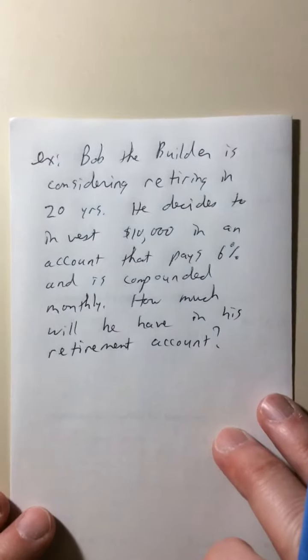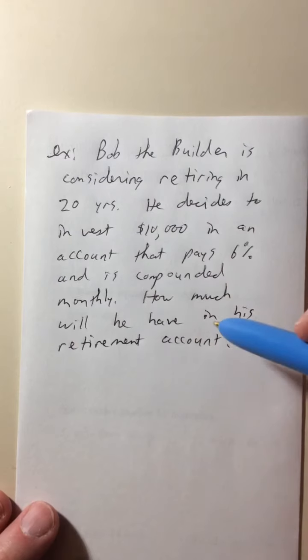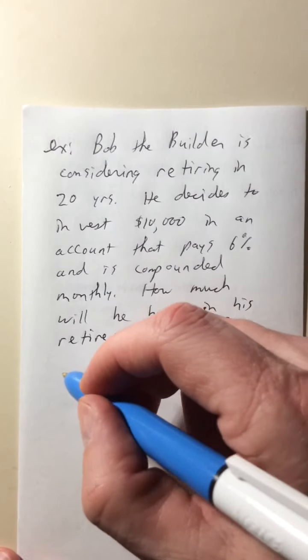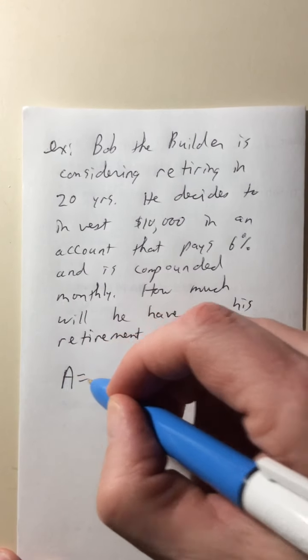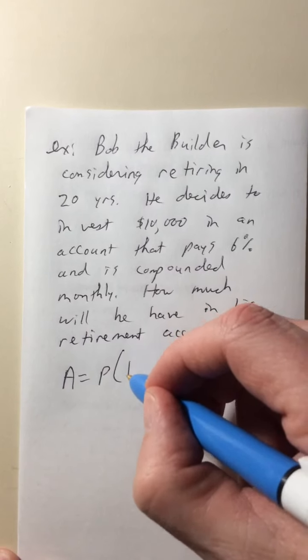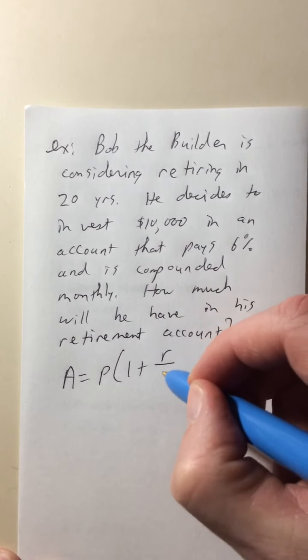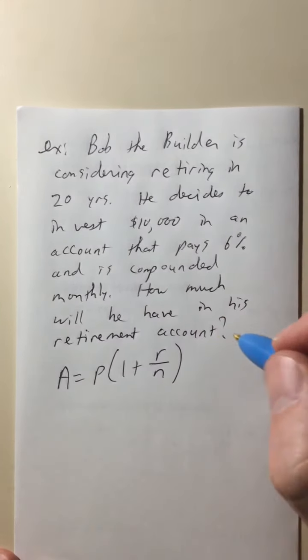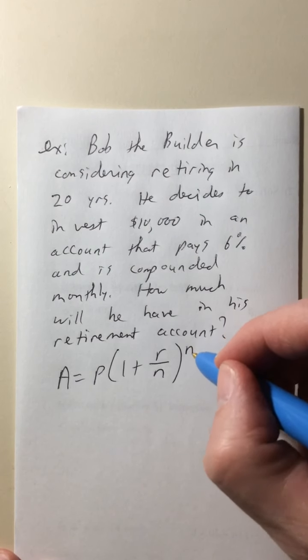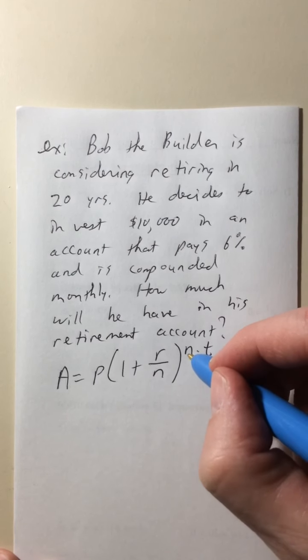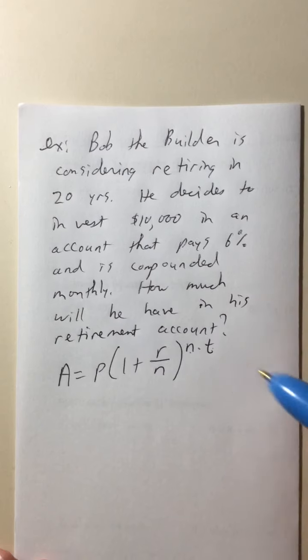So let's do a problem with that. It's really simple. It looks complicated because there are a lot of words here, but really we just have one formula to work with. And that formula again is A equals P times 1 plus the interest rate over the number of times we compound the interest or calculate the interest, raised to N times T. Number of times per year times the number of years.